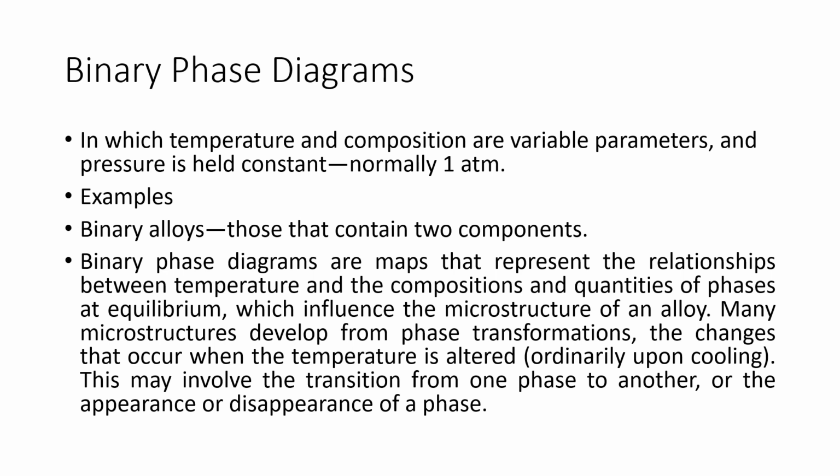Binary phase diagrams are maps that represent the relationship between the temperature and the compositions and quantities of phases at equilibrium, which influence the microstructure of an alloy. Many microstructures develop from phase transformations, the changes that occur when the temperature is altered. Ordinarily, upon cooling, this may involve the transition from one phase to another or the appearance or disappearance of a phase.